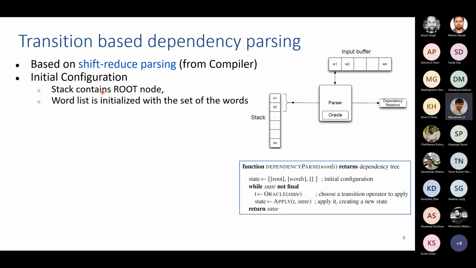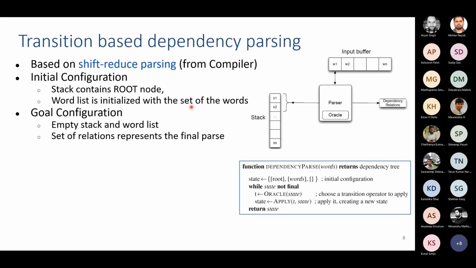So that's the initial configuration. The stack contains the root node, and the input buffer is initialized with the sequence of words. Goal configuration: empty stack and empty word list. If the input buffer is empty, that means all the words have been consumed, but if the stack is not yet empty, that means certain other operations need to be done. We'll do those operations, and then finally this goal state will be reached. A set of relations will represent the final parse, so it can output the dependency relations and the final parse.